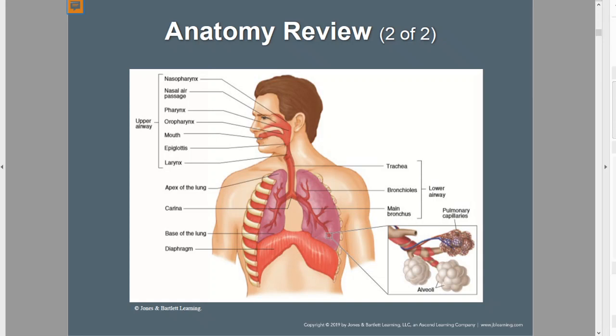All right, so we need to understand what the function of the upper airway is, right? Because every system has a function, and the function of the upper airway is to warm and humidify air. Okay, so when we're talking about the upper airway, we're talking about from the larynx superior, meaning larynx and above.